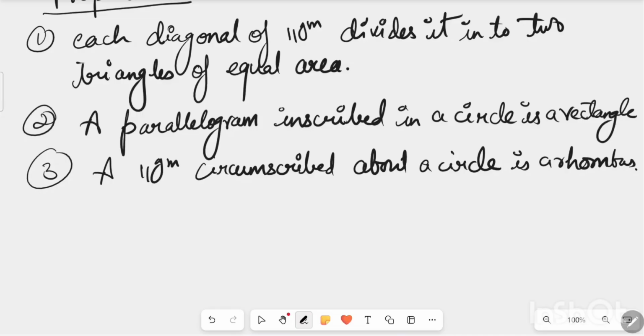A parallelogram and a rectangle have equal areas if they are on the same base and between the same parallel lines.